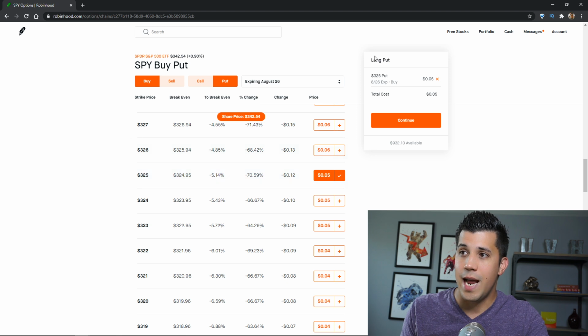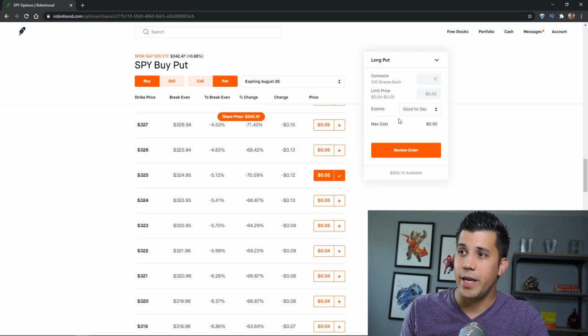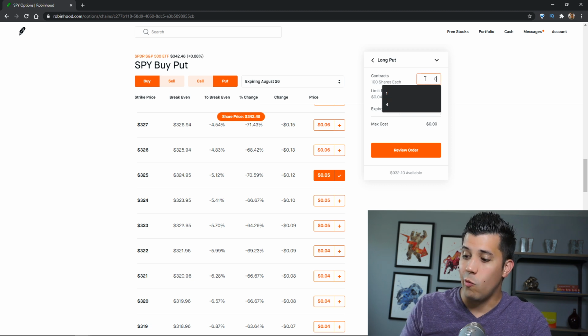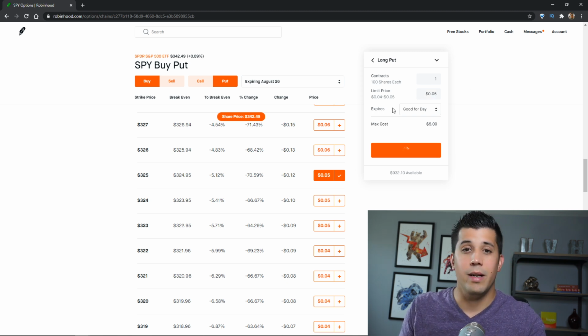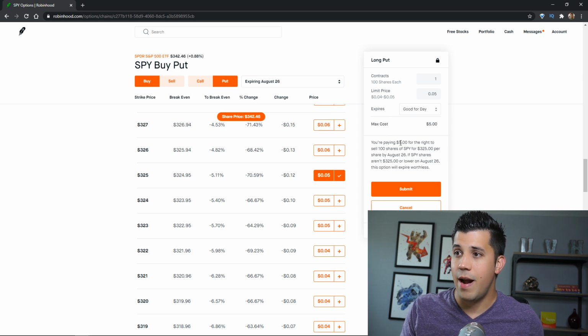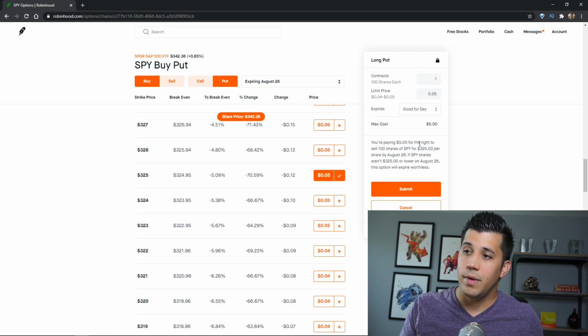You can see it's now on the right hand side here, and it says I'm long a put. So I'm going to hit long put. Hit continue. It's going to ask me how many I want to buy. I'm just going to put in 1, and I'm going to put in 5 cents because that's what it's kind of going for right now. Hit review order. It's going to give me a confirmation saying, hey, you're paying $5 for the right to sell 100 shares of SPY for $3.25, and it's asking me if that's something that I want to do. So in this example, yes.